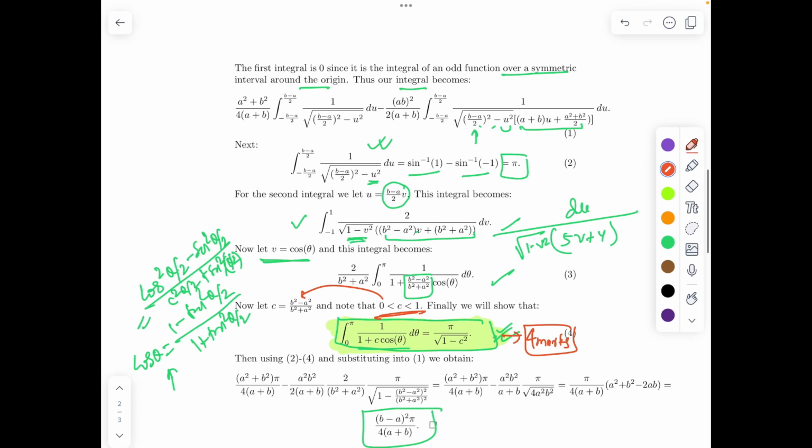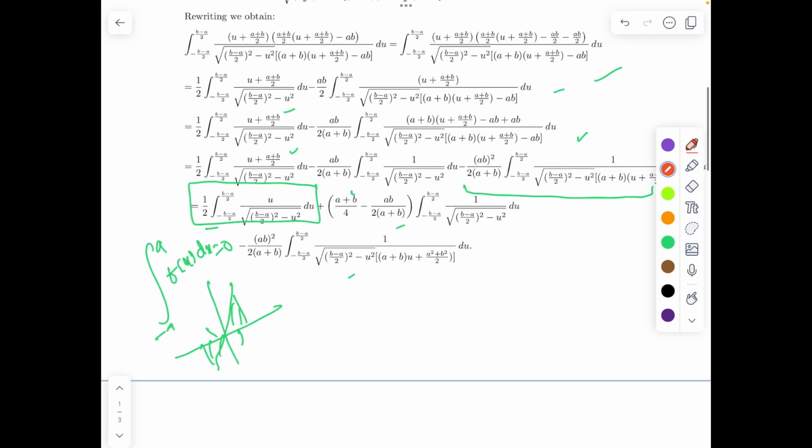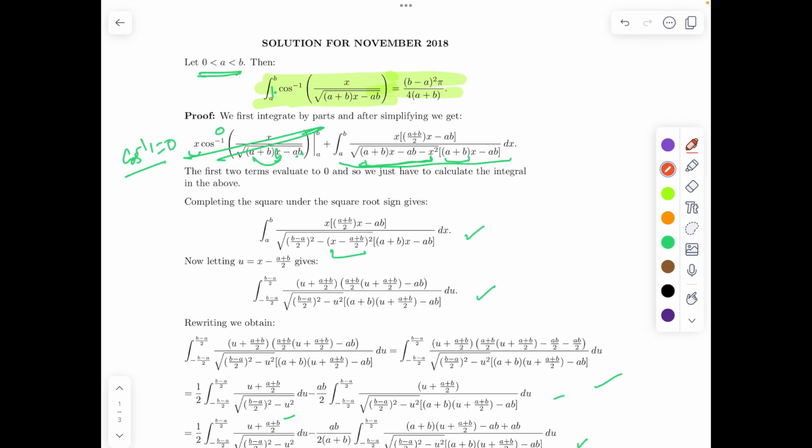So I hope you enjoyed this problem, and moreover the idea was how we are using integration by parts, separating the integral, and then getting the result.